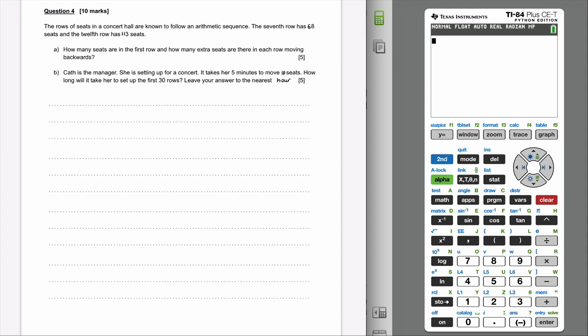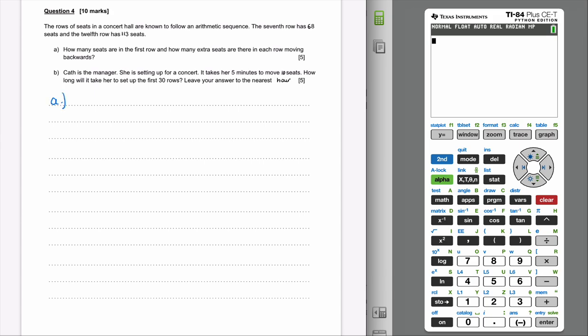Using the idea of a sequence that's formed by rows of seats in a concert hall. And we're told that they're following an arithmetic sequence. The 7th row has 68 seats and the 12th row has 113 seats. So given that, the first question is that we need to find out essentially A, the first term in the sequence, and then D, how much is the sequence changing by? And they've worded that in the context of what we're looking at.